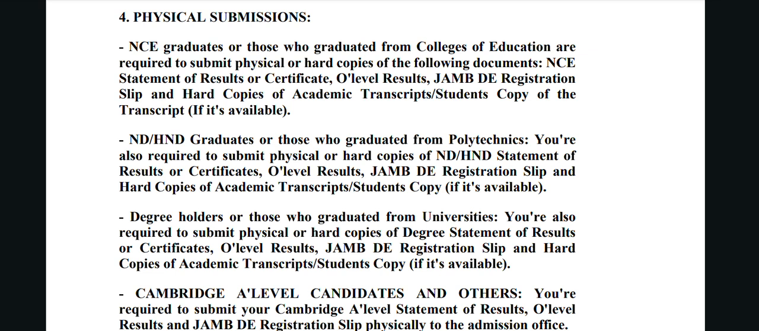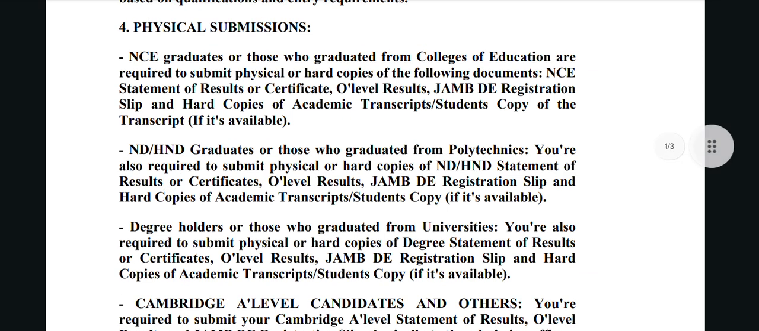Now let me break it down for graduates of colleges of education. If you have graduated from college of education, you are going to be issued your statement of results or notification of results. They're going to give you that one. And most of the time, colleges of education may not make available academic transcripts. But in this situation, your transcript may be needed.